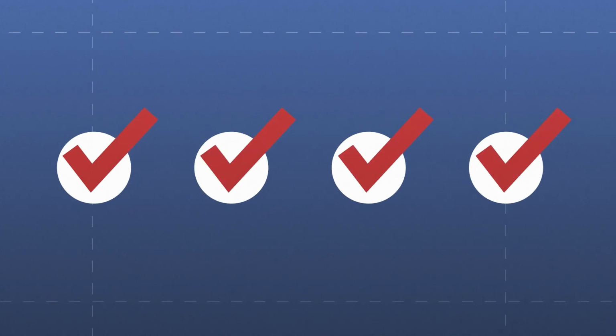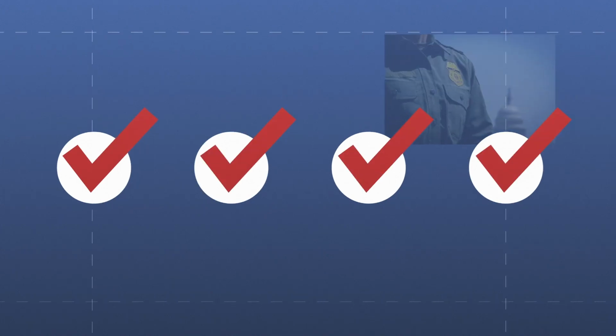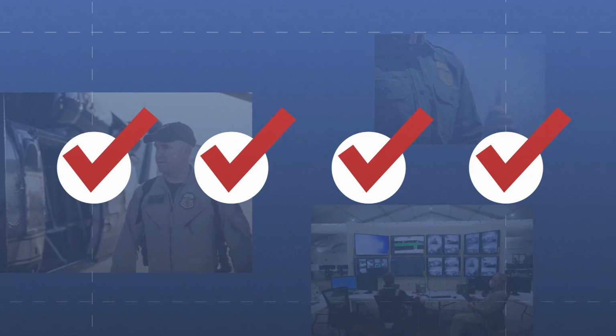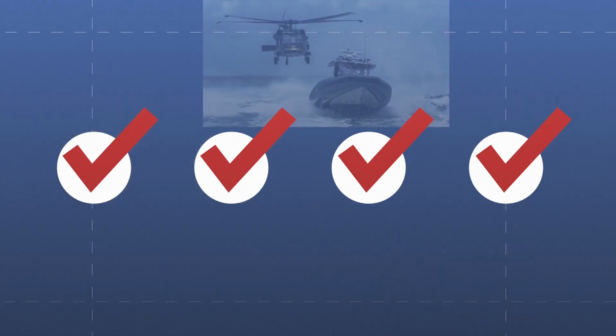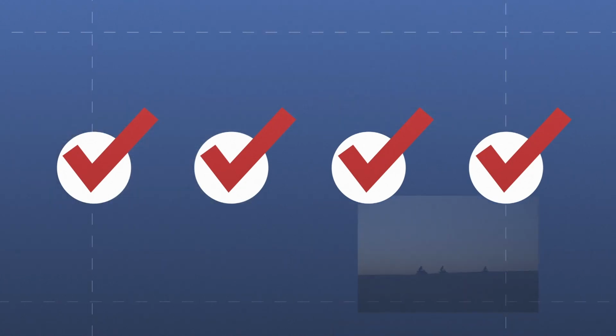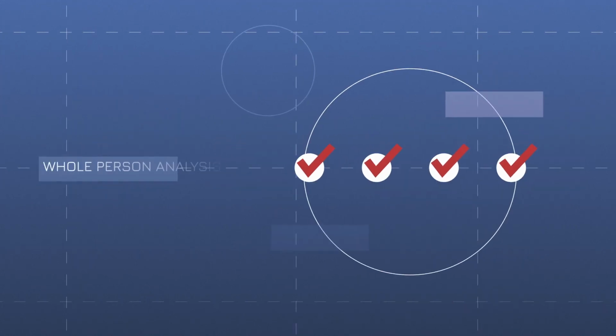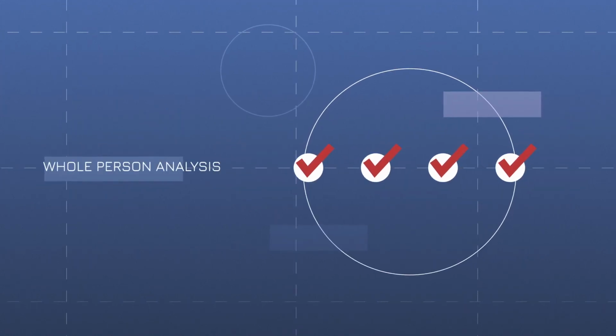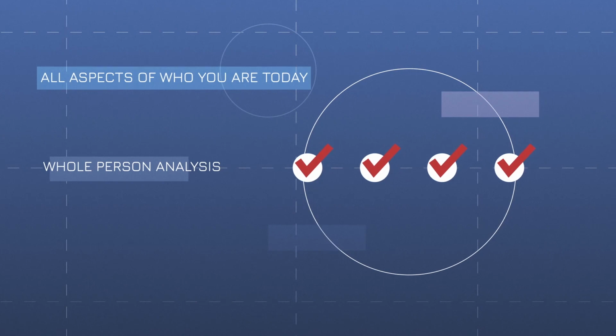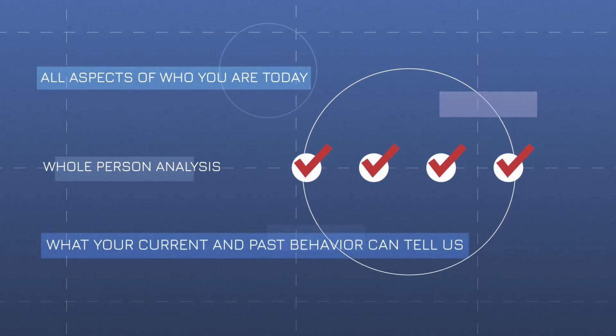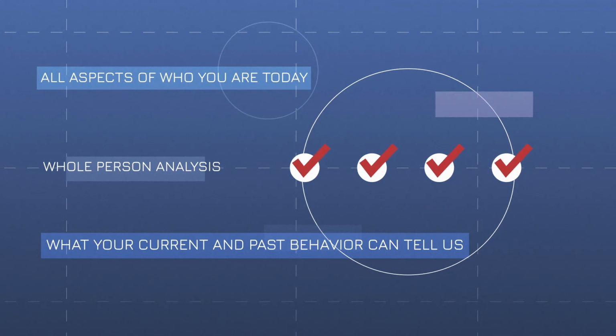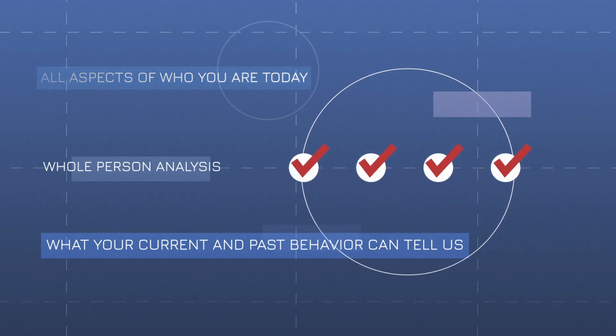The point is to verify whether you're a good fit for CBP. Taking a role here puts you in a position of trust and responsibility, and we need to make sure you're the kind of person who can handle that. We do a whole person analysis. That means we look at all aspects of who you are today and what your current and past behavior can tell us about whether you can be trusted with the kind of responsibility that positions at CBP require.